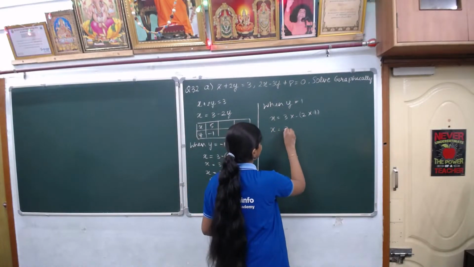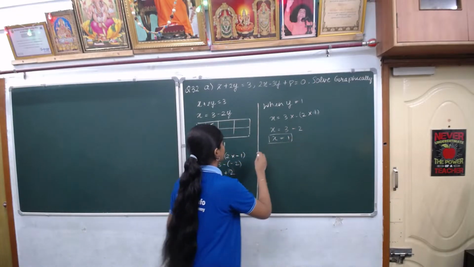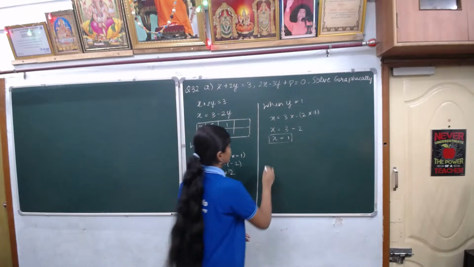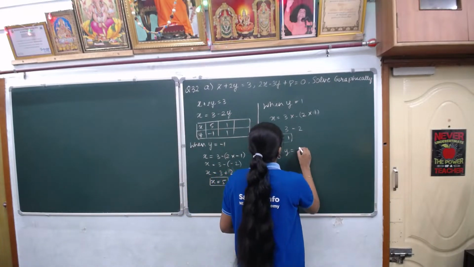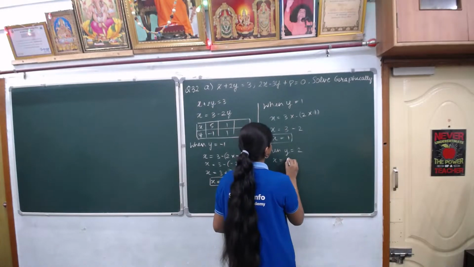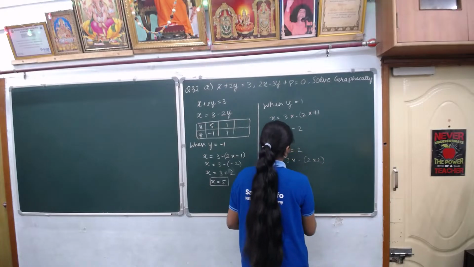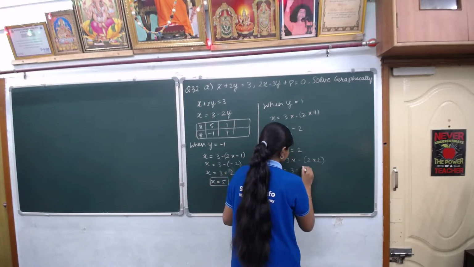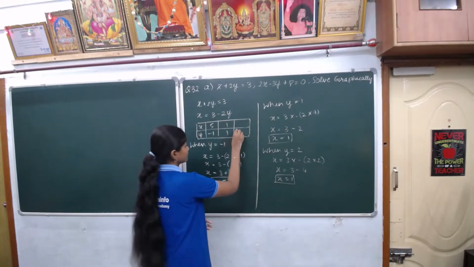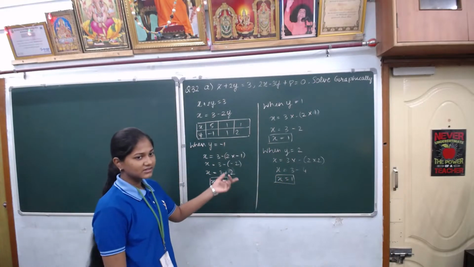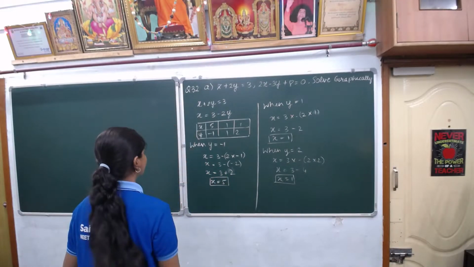x is equal to 3 minus 2, x is equal to 1. Next, when y is equal to 2, then x will be... So these are the solutions for the first equation. Okay, now let us find for the second.